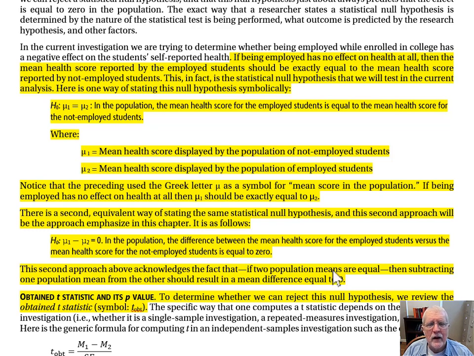Here's an equivalent way of stating the same null hypothesis. Mu sub 1 minus mu sub 2 is equal to 0. In the population, the difference between the mean health score for the employed students versus the mean health score for the non-employed students is equal to 0. The second approach above acknowledges the fact that if the two population means are equal, then subtracting one population mean from the other should result in a mean difference of 0.